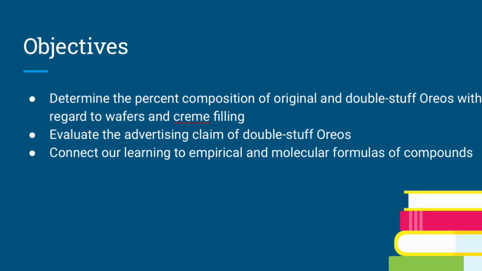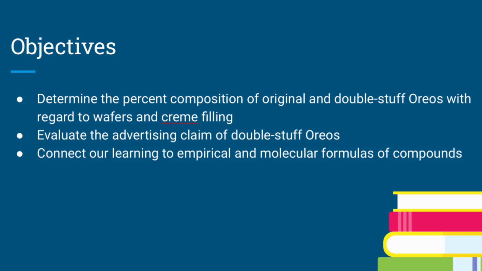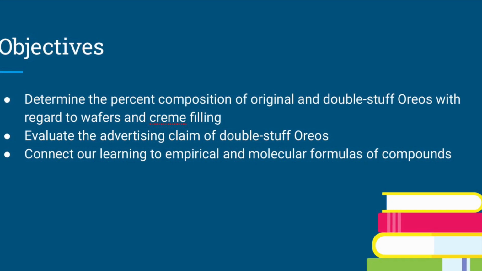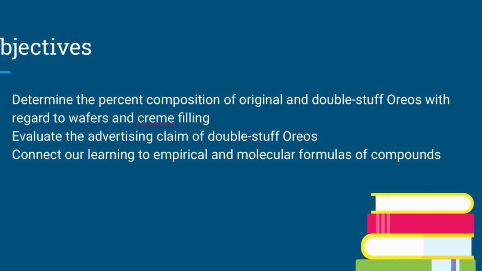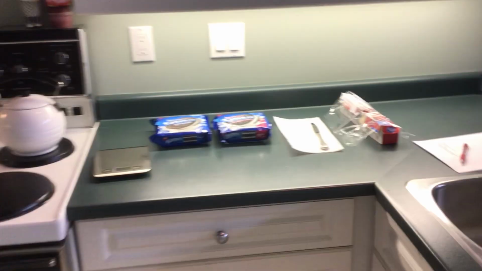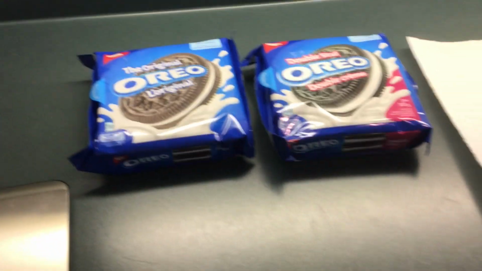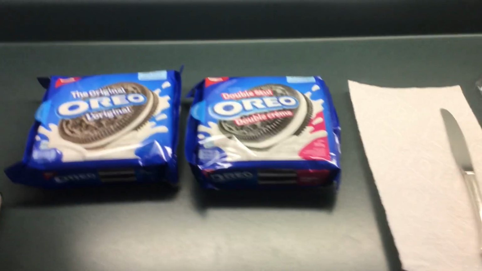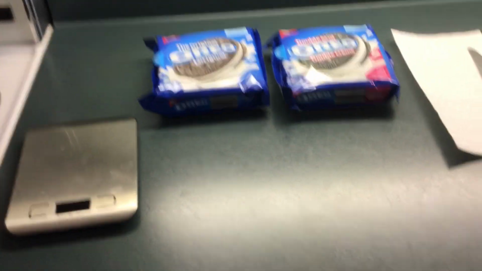So before we get into empirical and molecular formulas and start to talk about how you can figure out exactly how many atoms there are for each element within a compound, we first need to understand percent composition and what that really means. So we're going to be doing this demonstration with Oreos. If you have all these materials at your house, then feel free to do this investigation at home. Otherwise, you can follow along with me in this video.